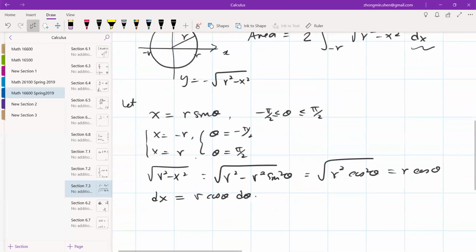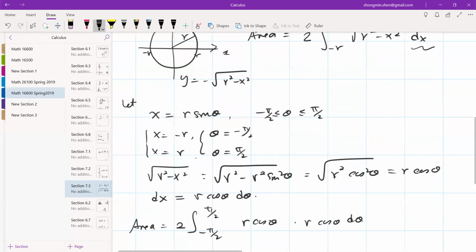So we did all the computations. The area is going to be twice the integral, and I needed to change the interval for the integral. It's going to be from negative pi over 2 to positive pi over 2, of r cosine theta times r cosine theta d theta. Not too bad.